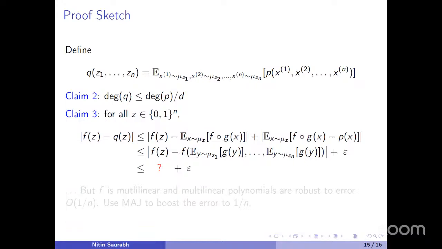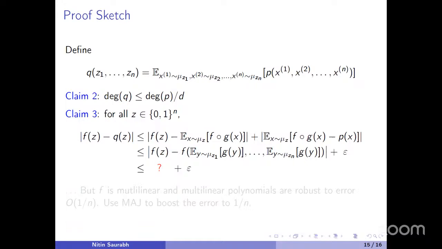So how are you approximating your outer function, f(z) minus q(z), at any point? By triangle inequality, you can write it as f minus the expectation of f composed with g, and this other thing, which is the expectation of f composed with g minus p, right? But p is by definition an approximating polynomial for the composed function. So that thing, by linearity, is anyway bounded by epsilon, right?